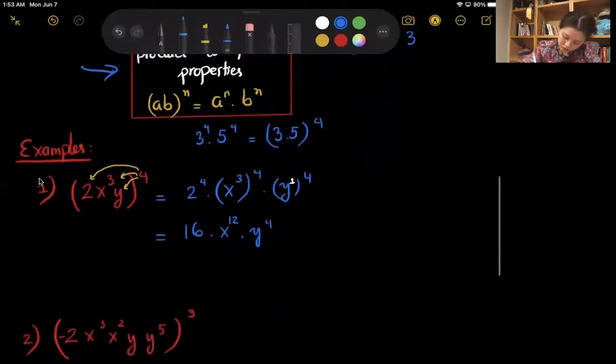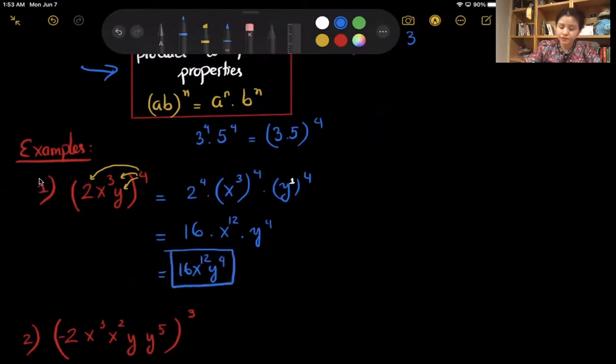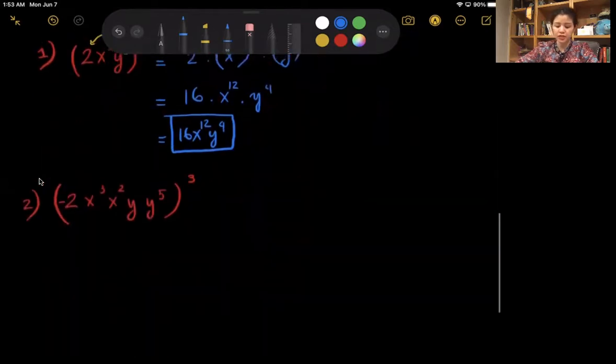Okay, let's rewrite this: 16x to the 12, y to the 4. All right. Okay, so let's move on to the second example.